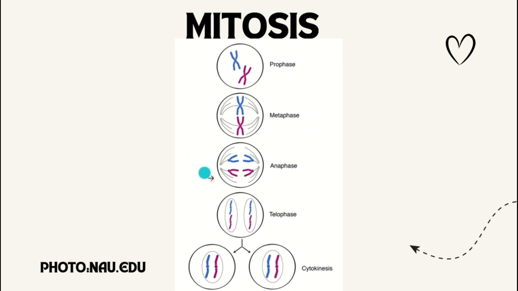As we move down to anaphase, a way to remember the stages: prophase, pro means before. So before, as you can see, the chromosomes have become condensed. And then metaphase is from middle, they line up in the middle. Anaphase means away.